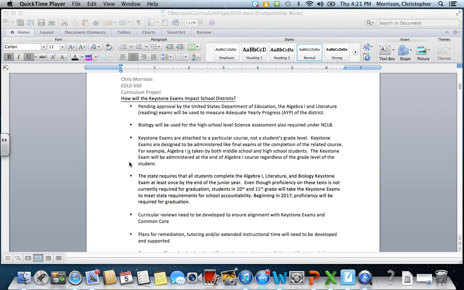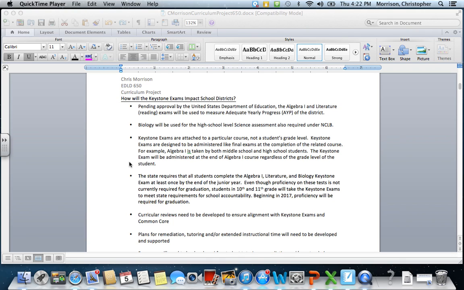So students are being required to take the Algebra 1, Biology, and Literature Keystone exams, and their scores are counted towards the school's AYP. So even though the students don't have to pass them to graduate, their scores have a huge impact on the school. The school has the goal to achieve AYP based on the standards set by the state.